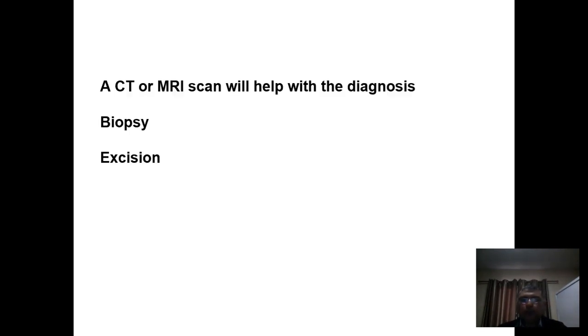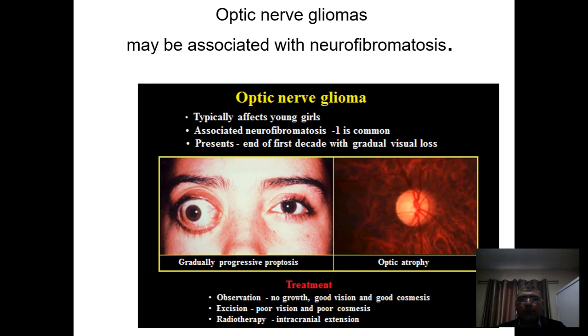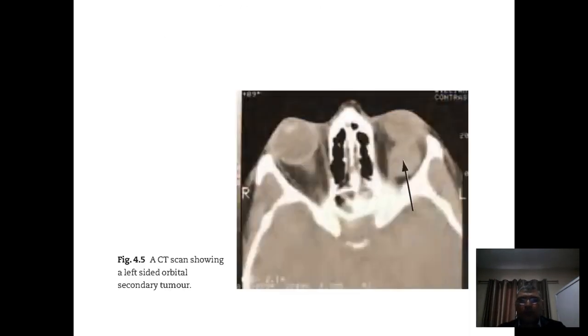Usually we do CT scan and MRI, and biopsy for the diagnosis, and sometimes we may resort to excision of these masses to diagnose the condition. Optic nerve glioma: proptosis, axial proptosis, optic nerve atrophy. It may be associated with neurofibromatosis. This is a CT scan of a secondary tumor in the left orbit.